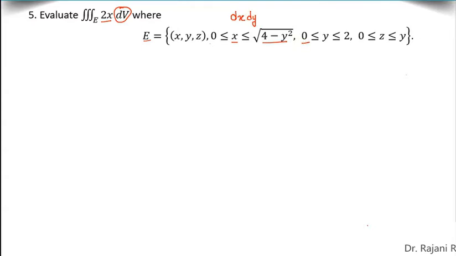Now the limits of y are constants. So y should be integrated at the end because both its limits are constants. The limit of z is in terms of y, so z should be integrated before y. As y is the only variable having both limits as constants, we have to keep y at the end.